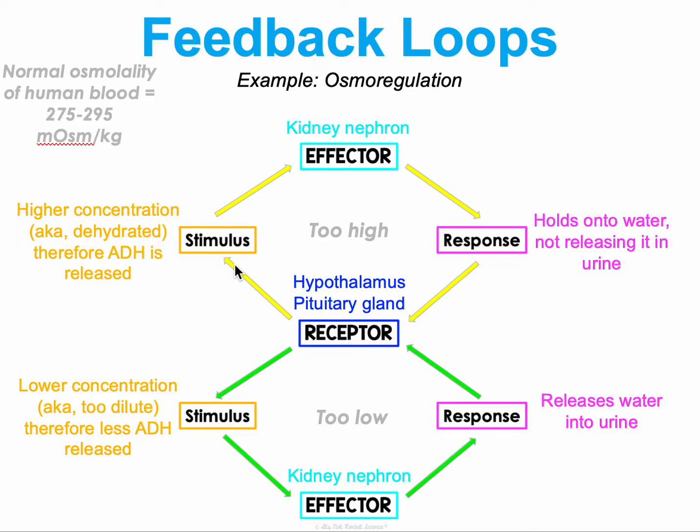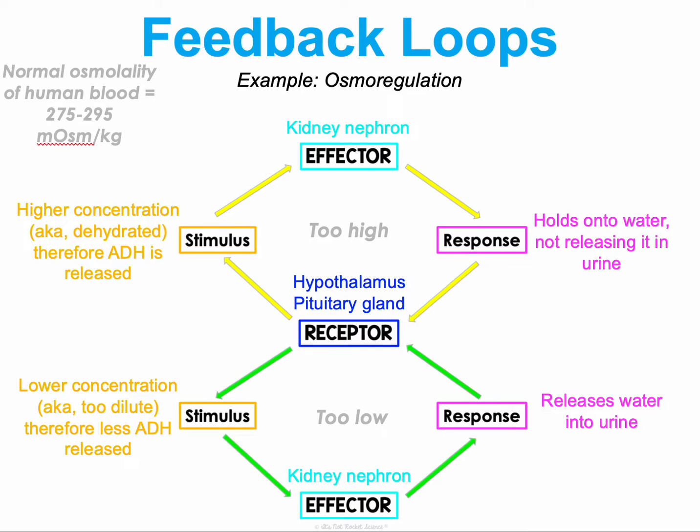And that is going to signal to the pituitary gland to release ADH, which is the stimulus that initiates an action in the effector, which is the kidney nephron. So that's the cells of the kidney. This causes a response in your kidney, and your kidney will retain more water instead of releasing it into your urine. Ultimately, now your osmolality is stabilized.